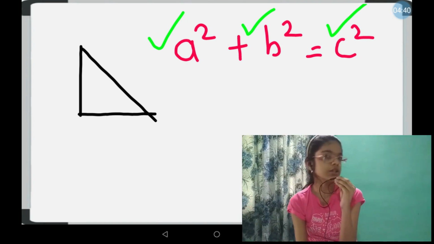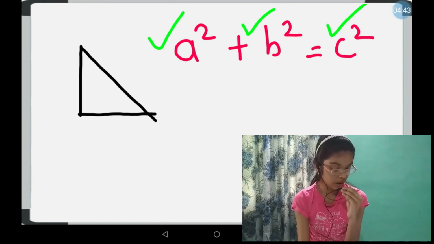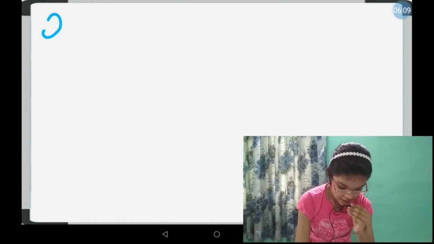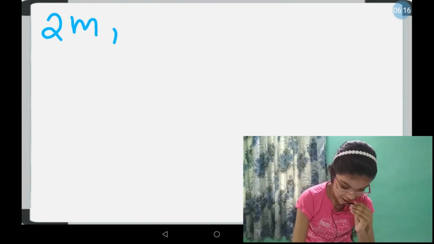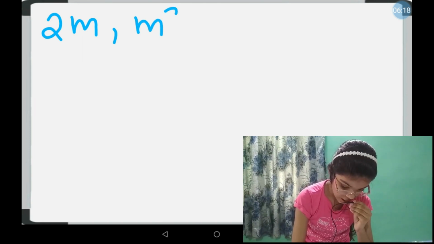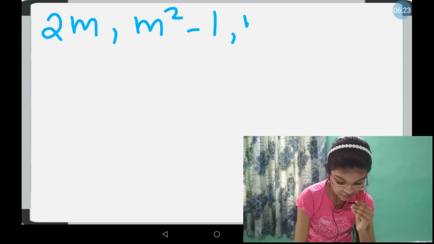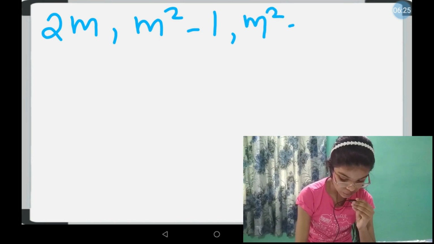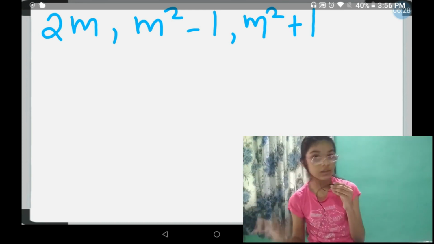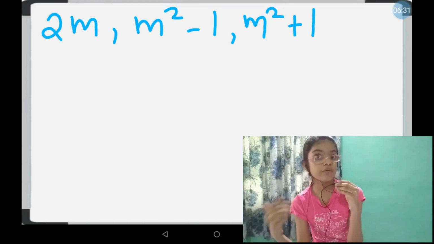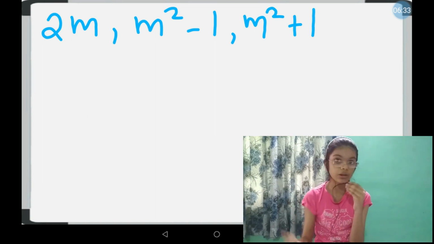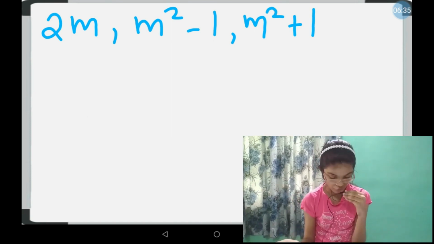Now, why do we need to know about them? Well, let's find out. So, how do we represent these triplets? Pretty easy. It is 2m, m squared minus 1 and m squared plus 1. So this is a pretty good thing. If you know the value of m, then you can work out the Pythagorean triplets by yourself.